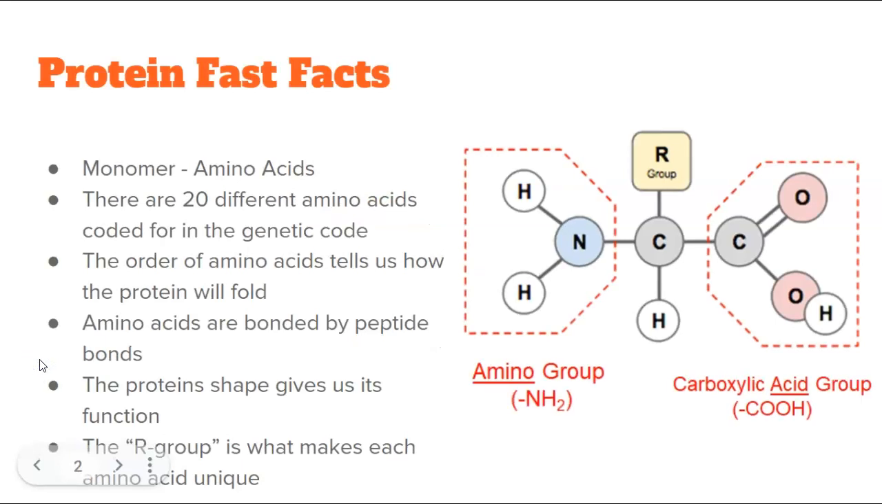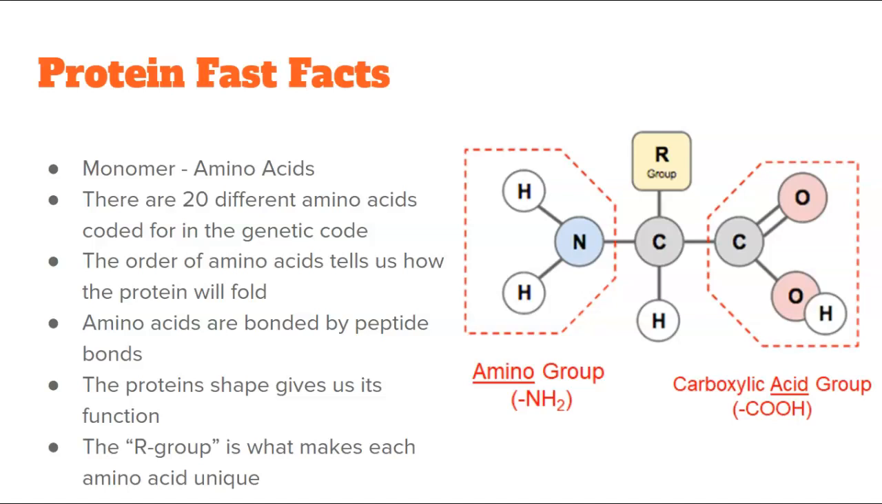So while we begin, let's just go over some fast facts about what proteins are. The monomer of a protein is an amino acid. Amino acids are so important to everything. They are what gives humans their traits, gives everybody their traits, right? Because DNA, as it goes through protein synthesis, codes for different proteins, which allows us to show what the proteins are coding for. So there are 20 different amino acids coded for in the genetic code.